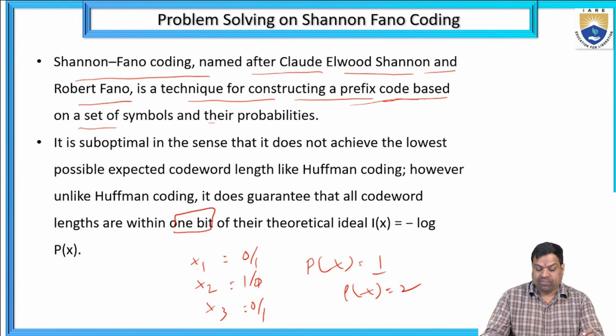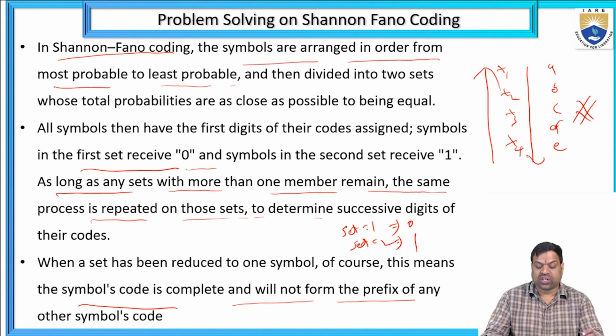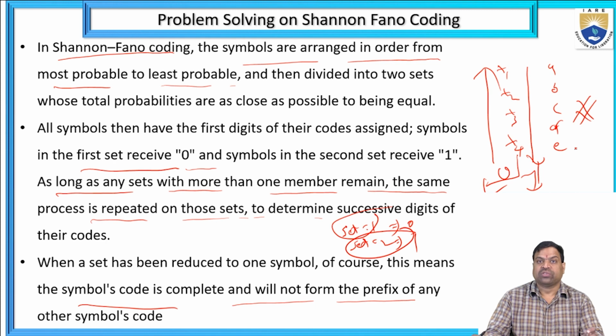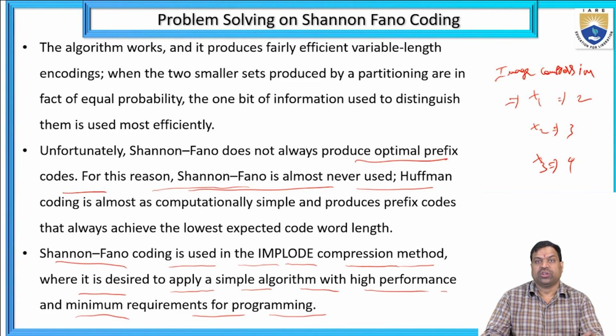Okay. So in Shannon-Fano, the symbols are arranged in order from the most probable to the least probable and divided into two sets. So we already know that we have to divide everything into two sets, set 0 and set 1, and we have to reduce to one symbol. Of course, this means the symbol's code is complete and will not form the prefix of any other symbol's code. So the algorithm produces fairly efficient variable length encoding when the two smaller sets produced by the partitioning are in fact of equal probability.